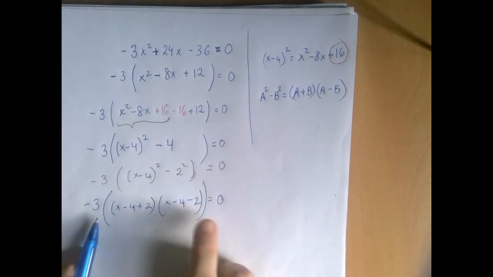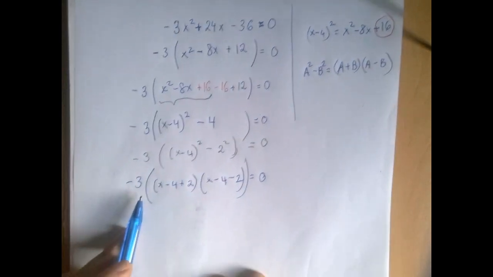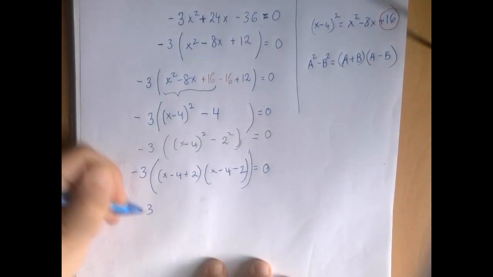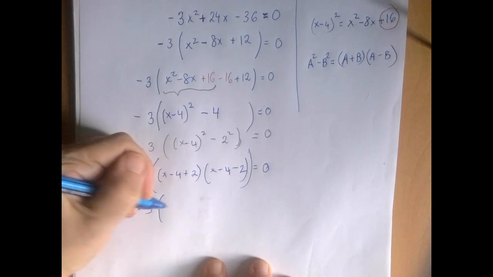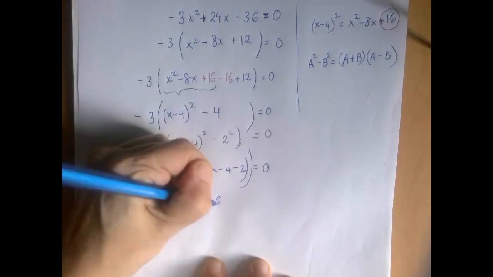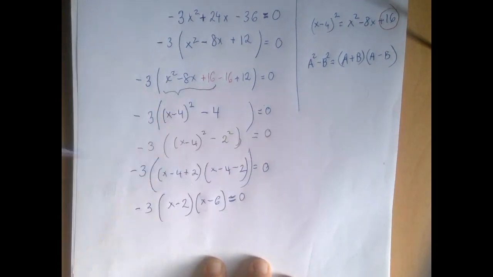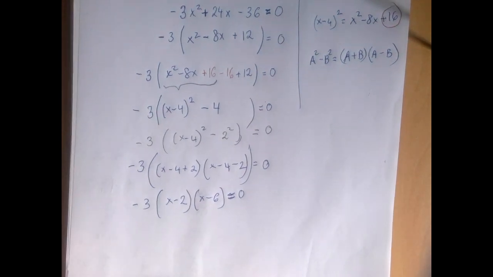This is the moment we don't really need this big parenthesis anymore. So we have -3 times. Now we just combine like terms. There is x minus 2 and x minus 6. We factored by completing the square.